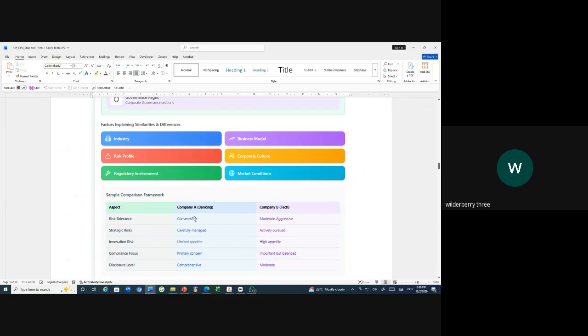Banking, for example, has a very conservative risk tolerance. If you are in the tech industry, for example fintech, then you must be moderate to aggressive. What about strategic risk? It is carefully managed in the banking industry, whereas in a tech startup, for example, it's just actively pursued. Whenever it comes up, they deal with it a bit, and by coincidence even the strategy itself will be the result, and then they see which risks they are dealing with.